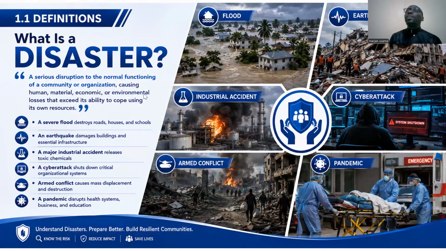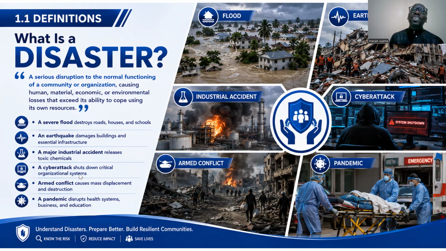And also environmental losses. So disaster can also lead to environmental losses, where there are trees lost, soil erosion, air pollution, and so on. So it should be, for example, a severe flood. It rains and there is a severe flood which destroys roads, houses, and schools. Or an earthquake which damages buildings and essential infrastructure. Or it can be a major industrial accident that releases toxic chemicals to the environment. Or it can be a cyber attack that shuts down critical organizational systems. That is also a disaster.